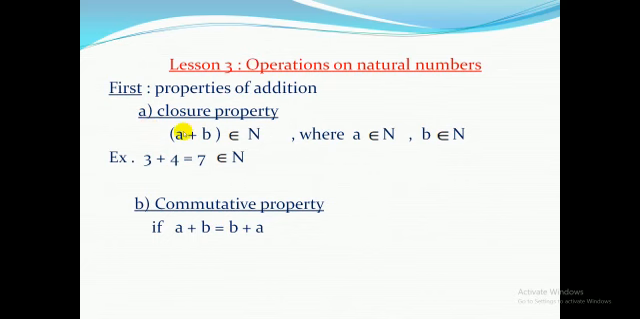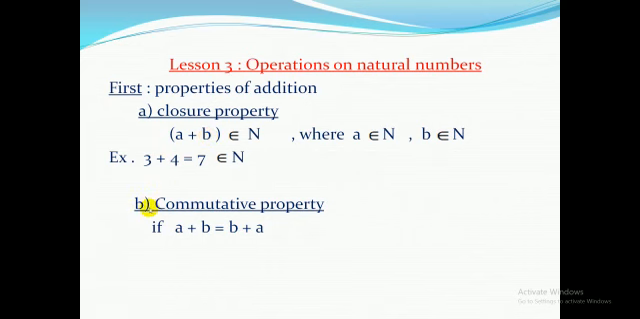Number A, closure property. What is the meaning of closure property? If I say 3 plus 4 equals 7, if 3 belongs to natural numbers and 4 belongs to natural numbers, so its result 7 belongs to natural numbers also. It is the closure property. If A belongs to natural numbers and B also belongs to natural numbers and I add both of them, the answer will belong to natural numbers.